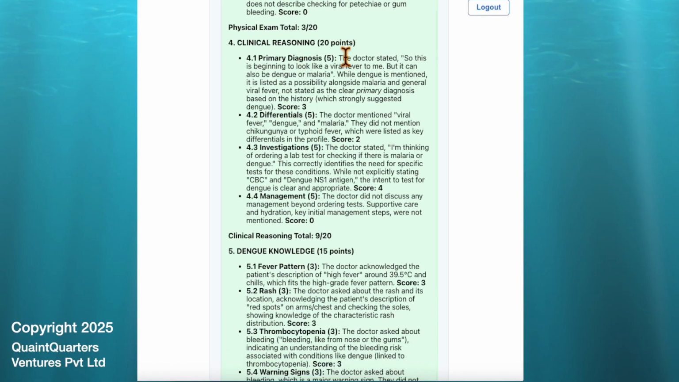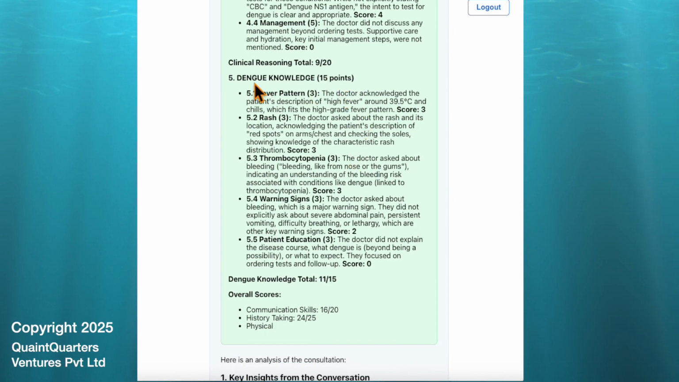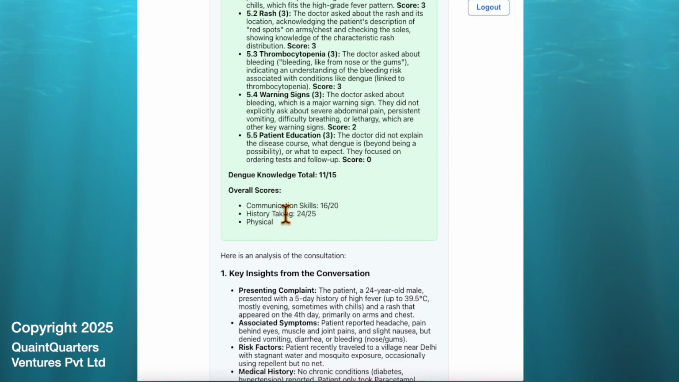For clinical reasoning, the score is 9 out of 20, as there can be a primary diagnosis, a differential, and investigations to be done. And the knowledge on dengue has taken a score of 11 out of 15, as the doctor mentioned various things. Overall score is communication skills 16 out of 20, history taking 24 out of 25.